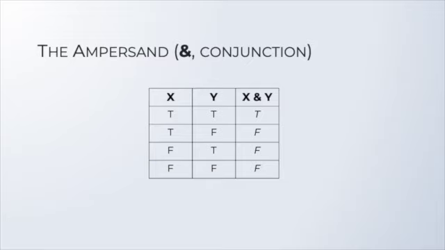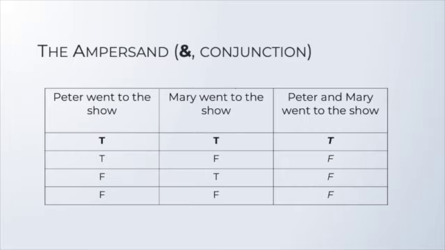And you can see how this makes sense. Remember that the ampersand is supposed to line up with the English word "and." So, suppose that X is "Peter went to the show" and Y is "Mary went to the show." Now, the sentence "Peter went to the show and Mary went to the show," or what is the same, "Peter and Mary went to the show," is only true if it is true that Peter went to the show and if it is also true that Mary went to the show, which corresponds to the first row.